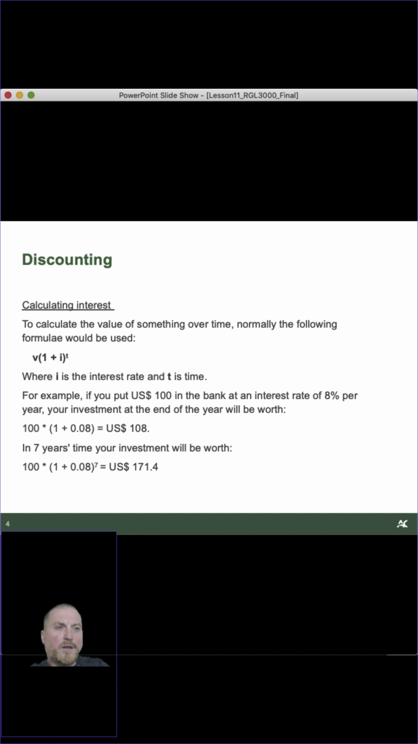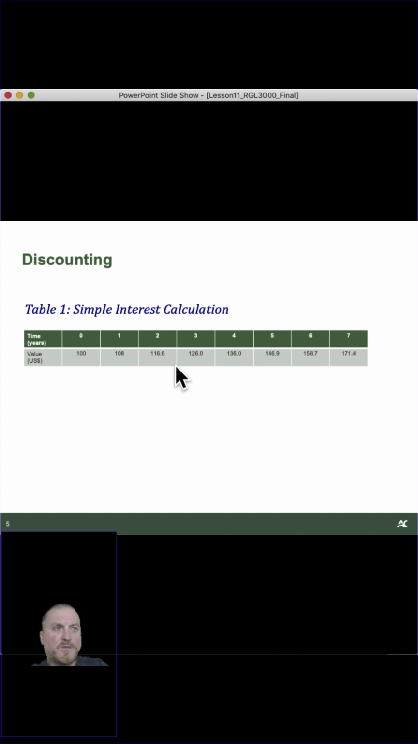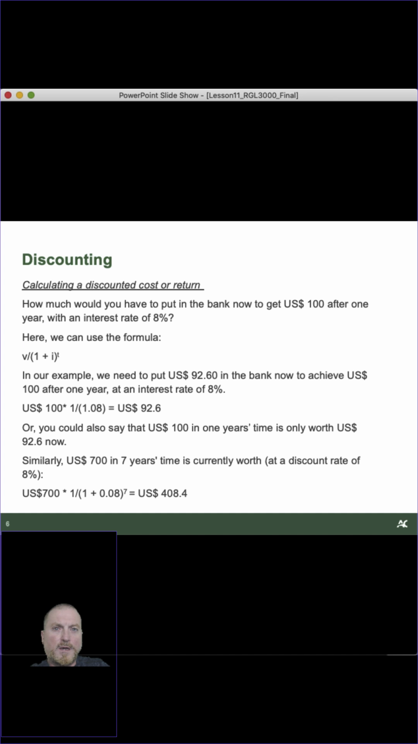You can see that on our slides, in slide 4. V times (1 plus i) to the power of T, where i is the interest rate we're looking at. So $100 times 1 plus 8% interest equals $108, and so on. You would calculate that over a 7-year period in the example I'm giving in your slides, and you can see that in Table 1, a simple interest calculation. Now, interest is not a difficult concept, and discount is simply the opposite of interest, so that's not a particularly difficult concept either.